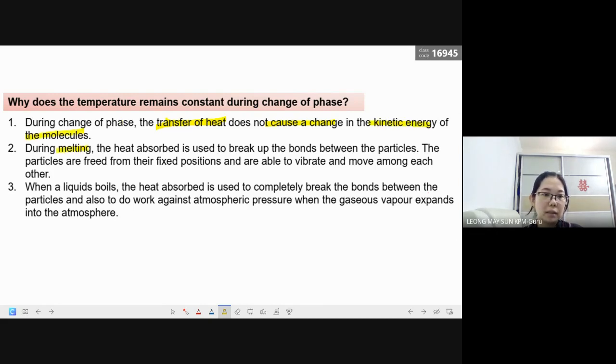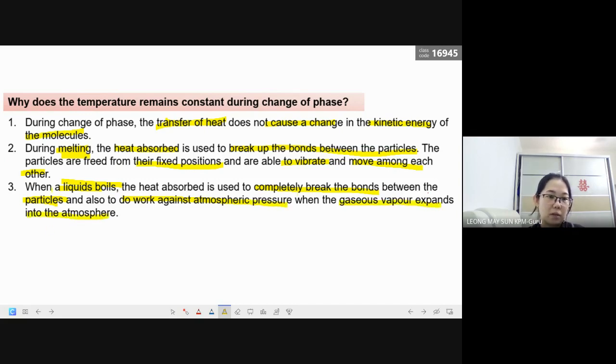So during melting point at 0 degrees Celsius, the heat being absorbed is used to break up the bonds between the solid particles. So the solid particles are freed from their fixed position and are able to vibrate and move among each other. And then when the liquid boils at boiling point, the heat absorbed is used to completely break the bonds between the particles and also to do work against atmospheric pressure when the gas vapor expands into the atmosphere.